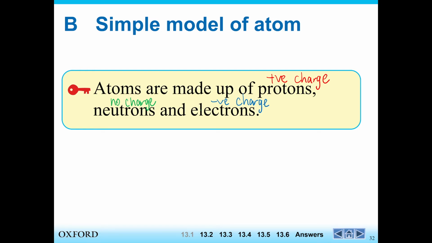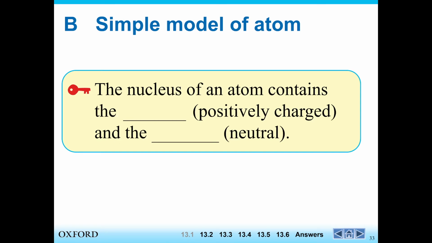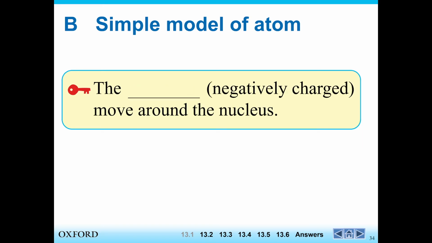Okay. Now, the nucleus of an atom contains the positively charged. What's the positive charge? Yep, it's the proton. And what is neutral? Of course, the neutron. So at the nucleus, you'll find the proton and the neutron. And what's moving around the nucleus in those shells that I was talking about? Yep, those are the electrons.